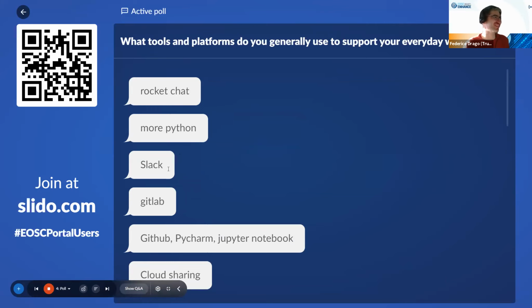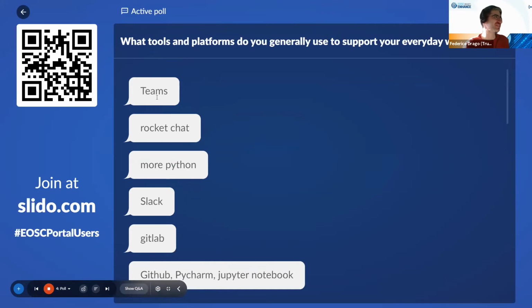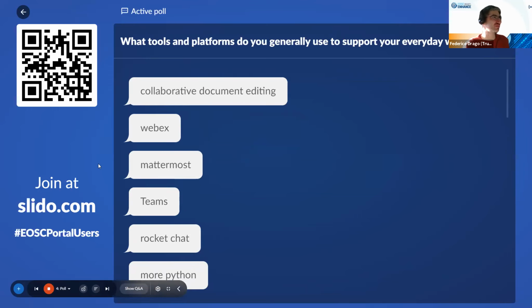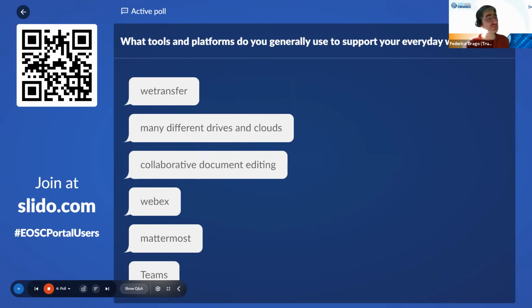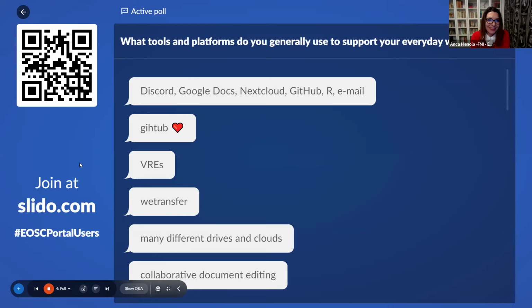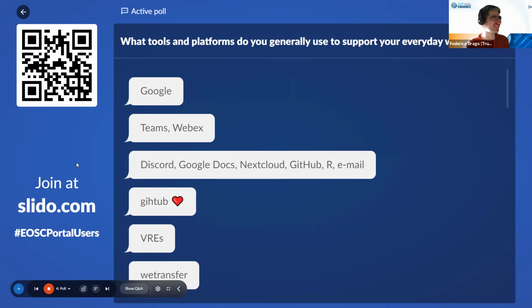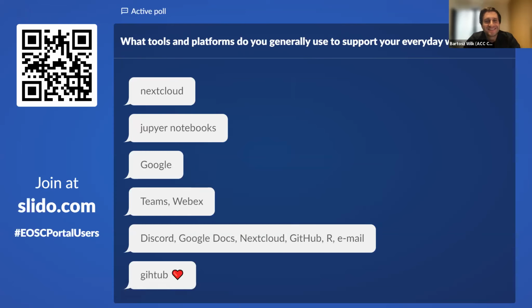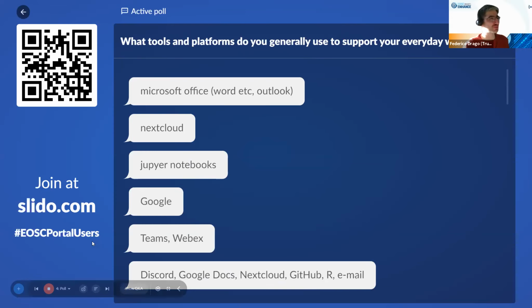More Python. GitLab, of course, there's Teams. Yeah, there's quite a few. WeTransfer also is pretty common. GitHub with the heart. Everybody loves GitHub. So at this point, I would move to the next question, because we kind of know these ones.